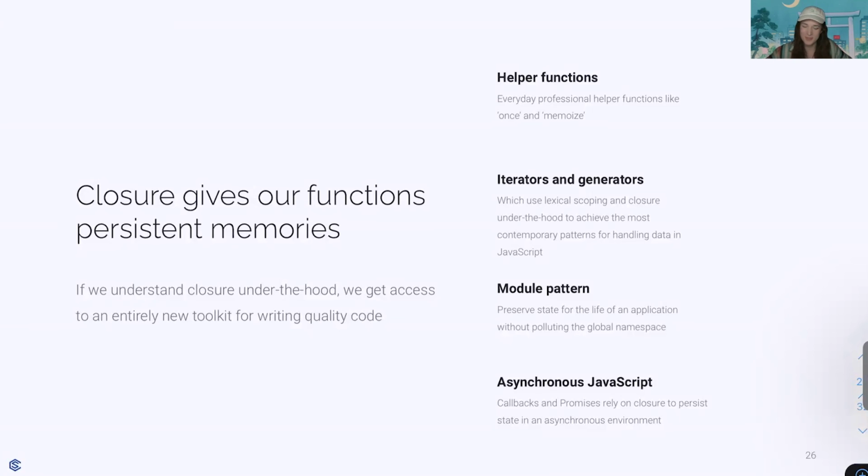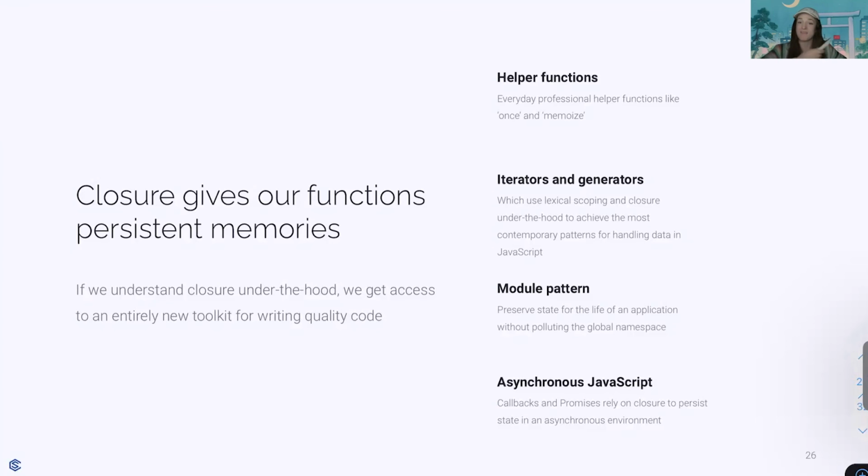Okay. So we see this in a lot of different helper functions like once and Memoize. Our iterators and our generators that use lexical scoping and closure under the hood help us achieve our most contemporary patterns for handling our data in JavaScript. Module pattern, which is so wildly important to us putting together large applications. This is what allows us to preserve state for the life of that application without polluting the entirety of our global namespace, right? Just utilizing these where it is required for that functionality, right?